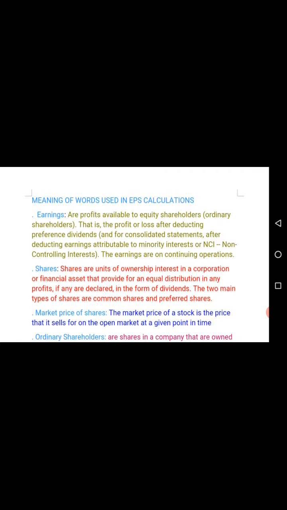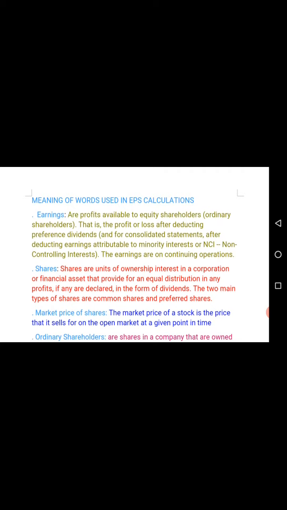Now, for consolidated statements, after deducting the earnings attributable to minority interest or NCI, that's non-controlling interest. What we are concerned with here is just the profit for the ordinary shareholders, for the people that bear the risk of the business. For the owners of the business, we are looking for the profit that is attributable to them, the profits that they get from the business. Now, the earnings are on continuing operations. We'll treat that in an example further on.